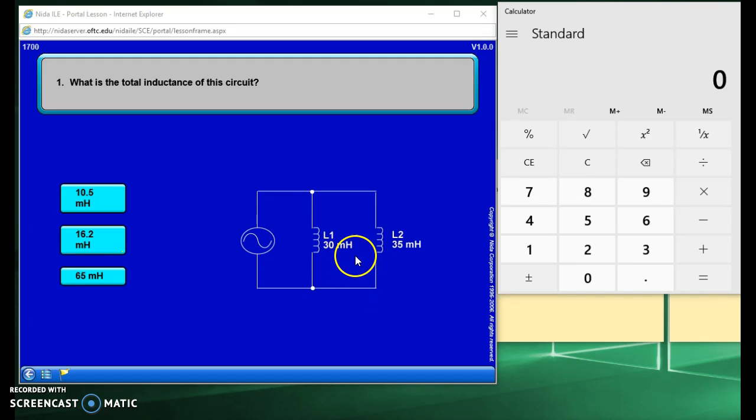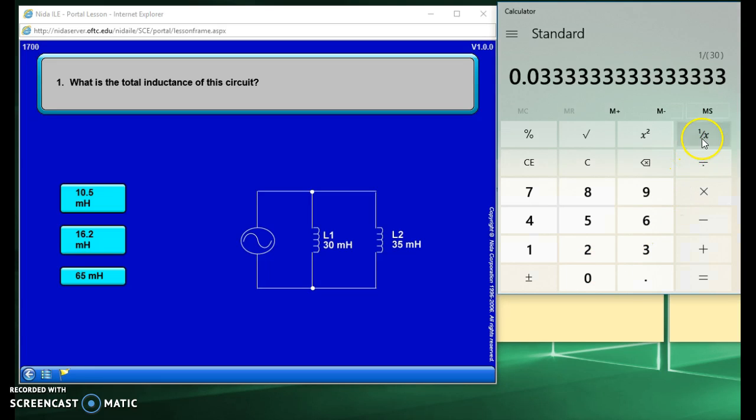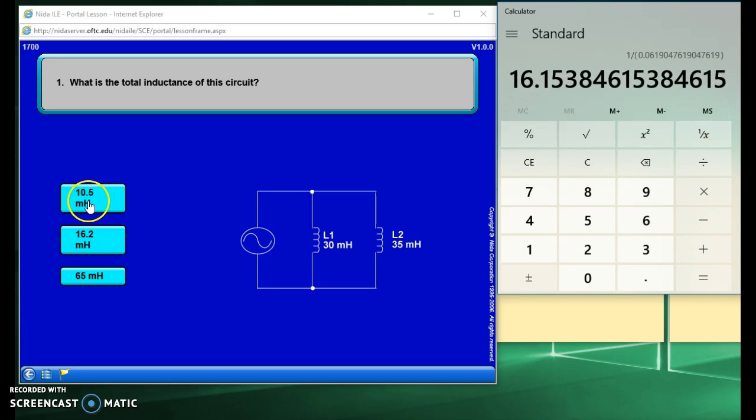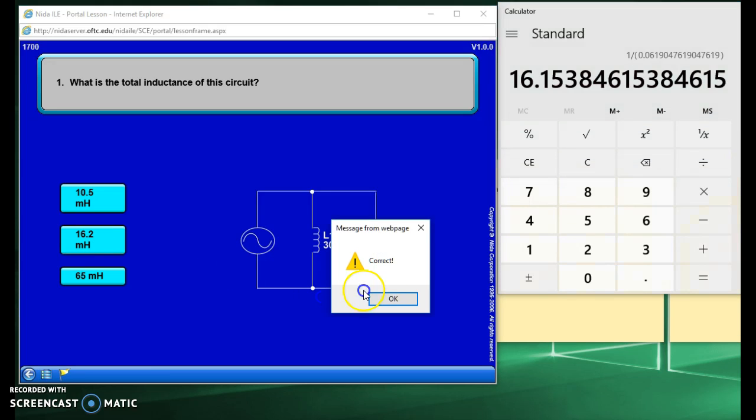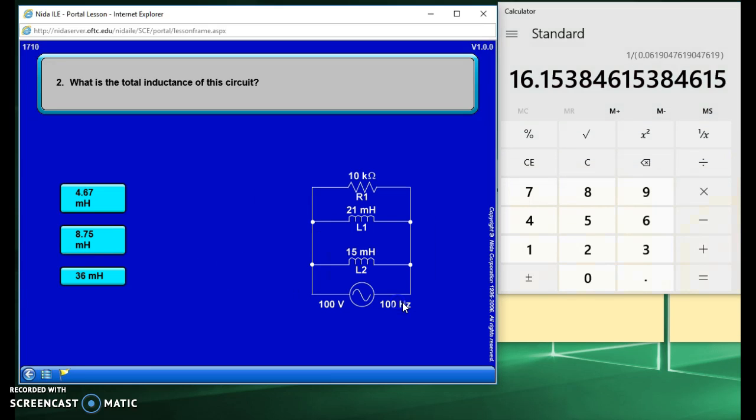We know we've got two inductors in parallel. We can do product over sum or reciprocal. Notice they're both millihenries, so I'm dealing with like units. I'm going to take 30 reciprocal plus 35 reciprocal, and take the reciprocal of that. I come up with 16.15, which rounds to 16.2. So easy enough.